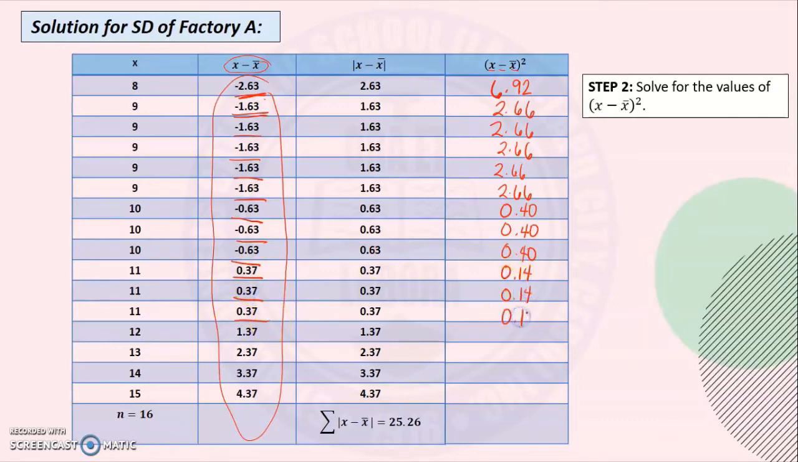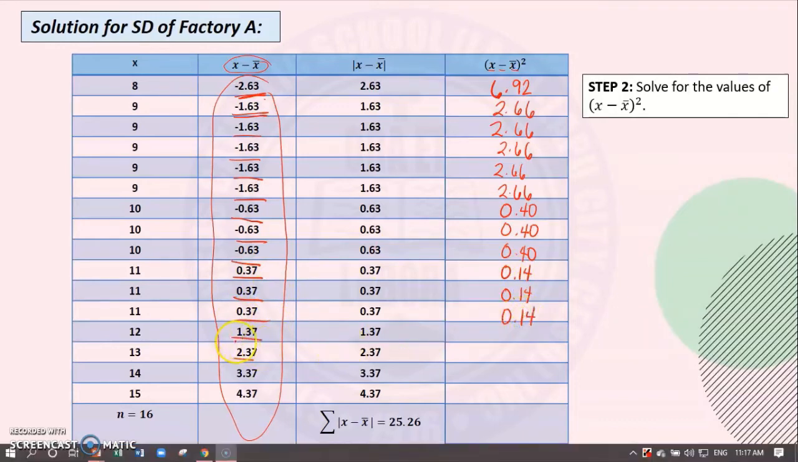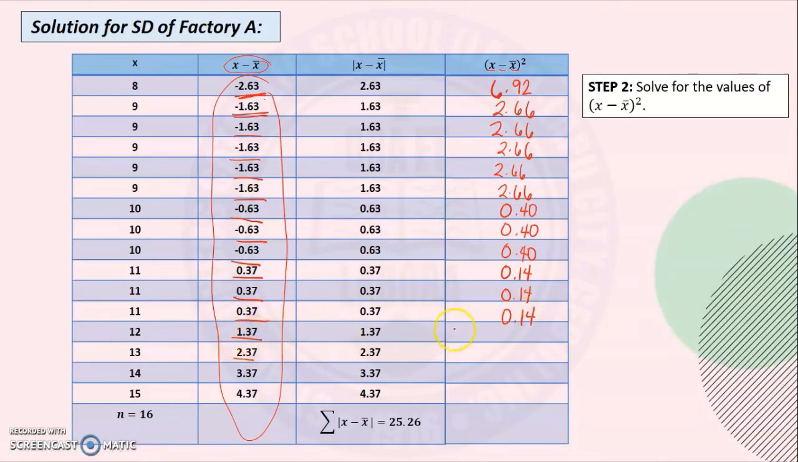0.14, 0.14. Now, 1.37 squared. The answer is 1.88. Next, 2.37 squared. The answer is 5.62. And 3.37 squared. The answer is 11.36. And the last one, 4.37 squared. The answer is 19.10. So we are done with step 2, which is solving for the values of the fourth column.